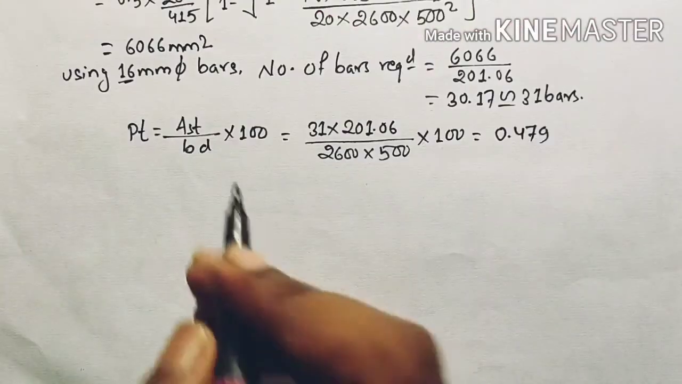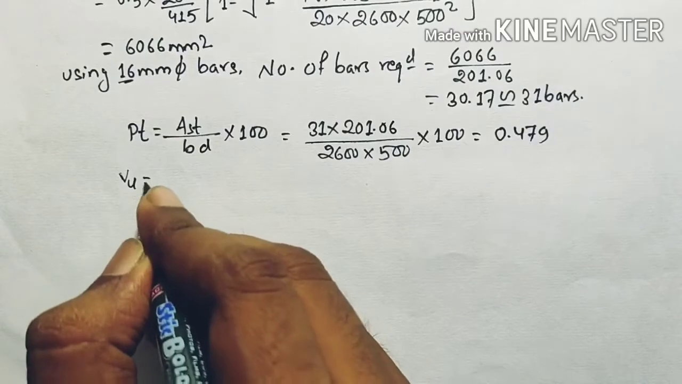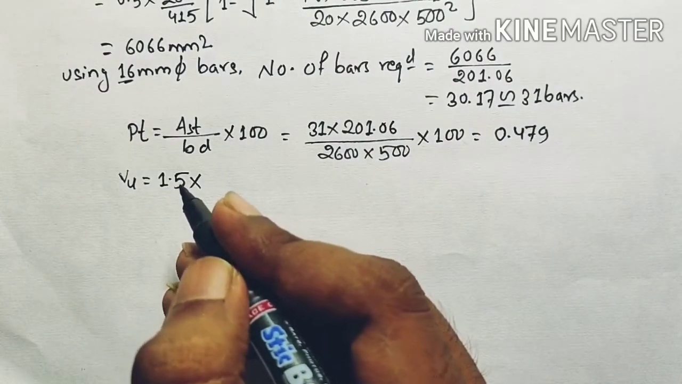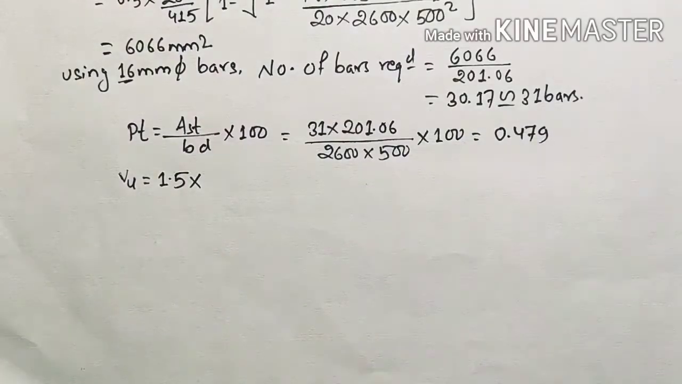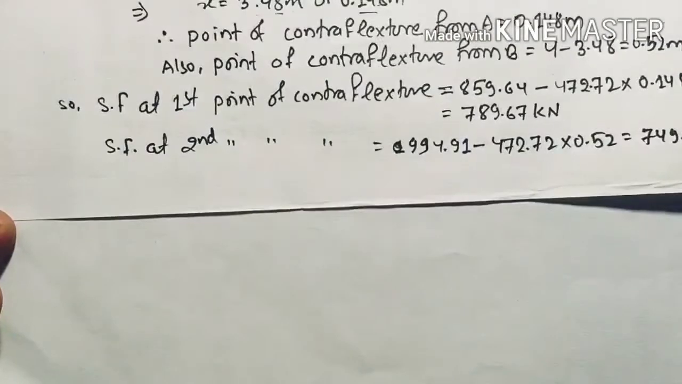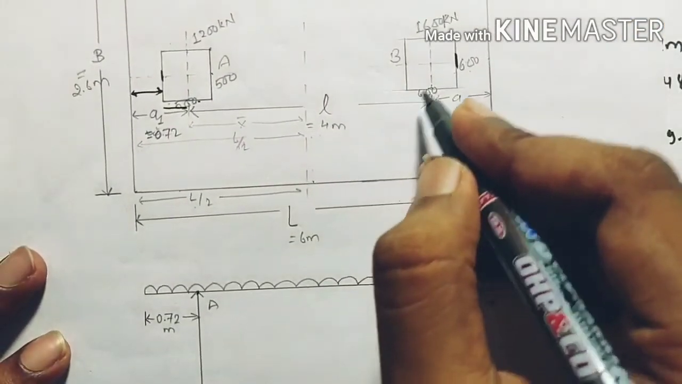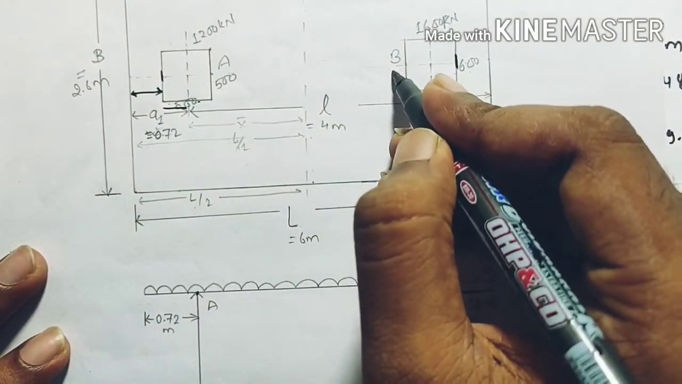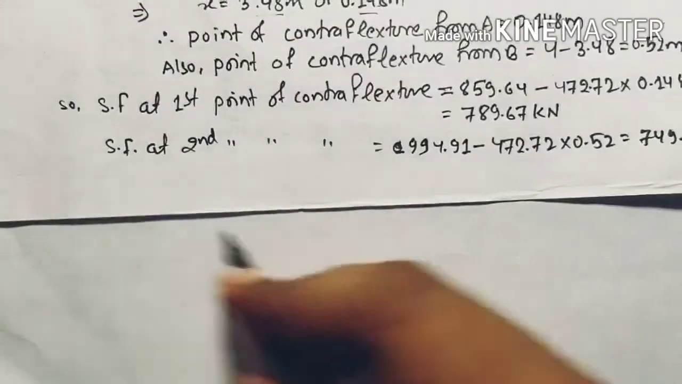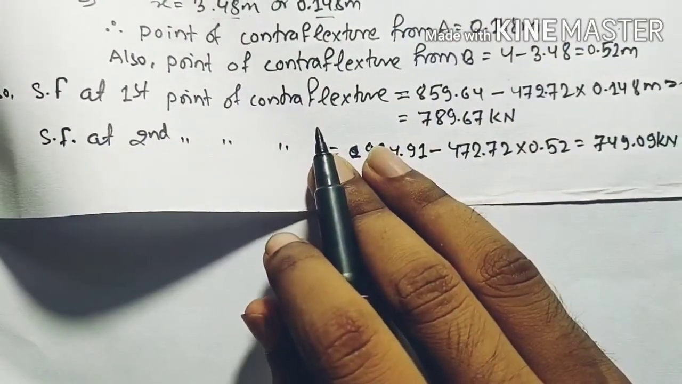Now after percentage of steel, we need to take the shear force, and the shear force Vu equals 1.5 times the shear which we have got at the second point of contraflexure. If you remember the diagram, let me show you the diagram. Here is the diagram, and the second point of contraflexure is at column B. So here we will be taking the shear force at the second point of contraflexure, which is 749.09 kilonewton.